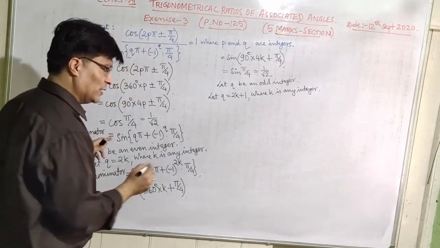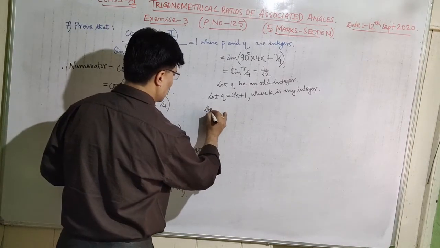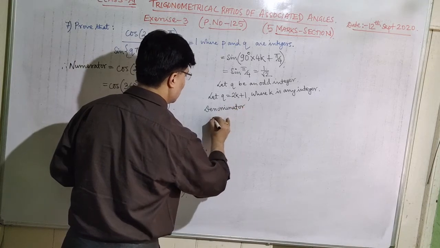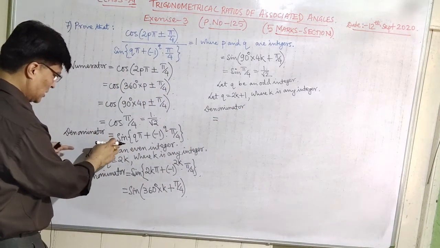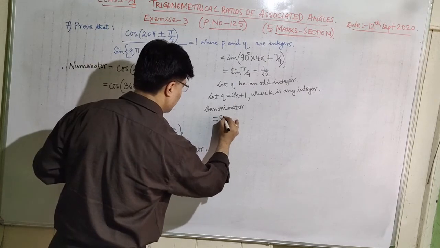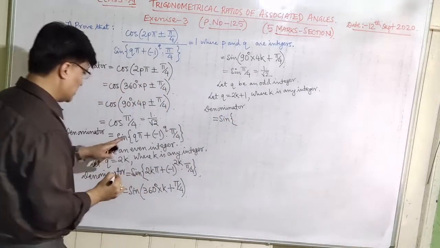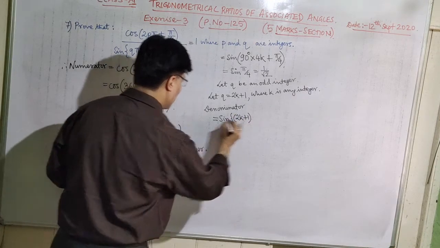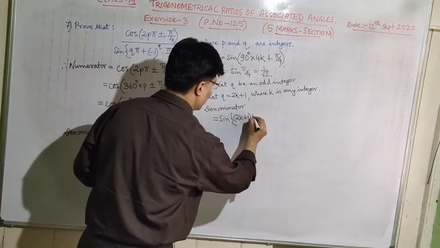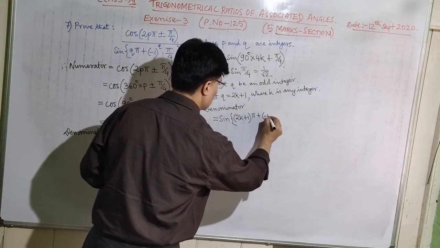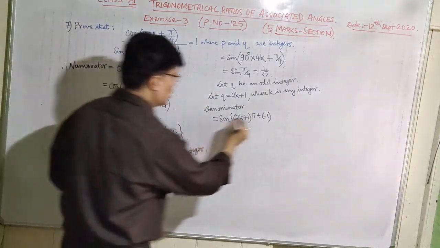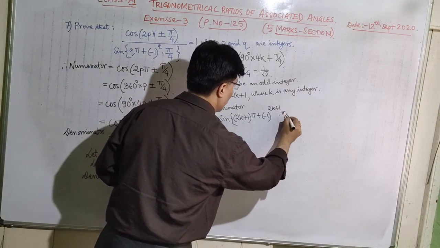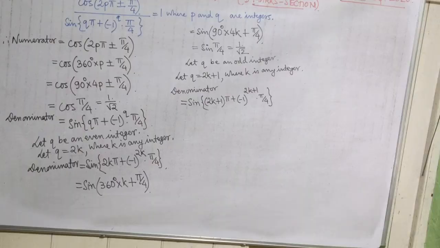So let us put the value here in the denominator. Now the denominator will be equal to sine of, within the second bracket, what is q? 2k plus 1, 2k plus 1 into pi, plus minus 1 whole to the power q, which is 2k plus 1, into pi by 4. Here's second.